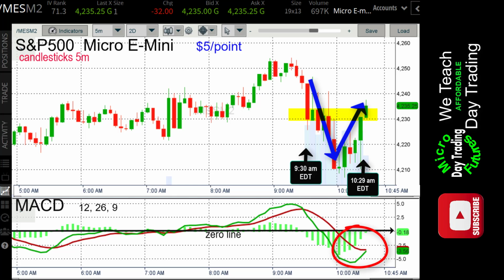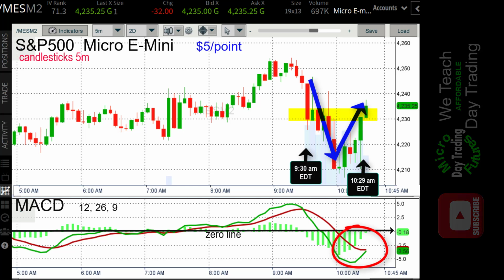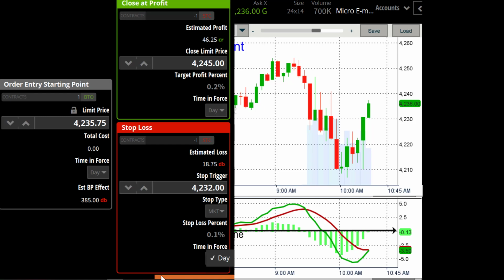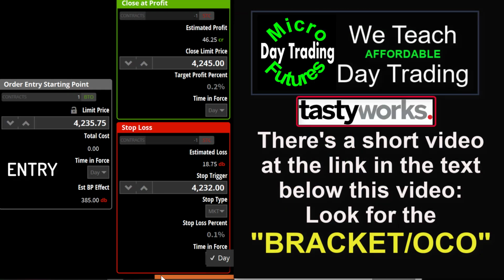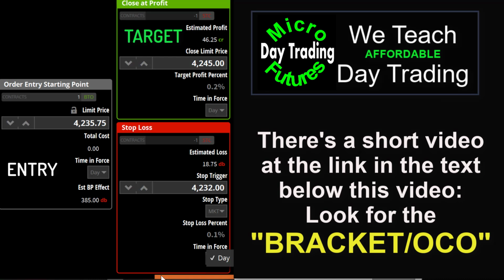Look down in the red circle at the bottom, the MACD. The green and red lines are converging, the green line about to go over the red line. And we're going to try to carve some money out of this little mini trend we have going on. I have my Tastyworks software, and it enters with a bracket OCO order. One cancels the other. You get your entry, target, and the stop market.